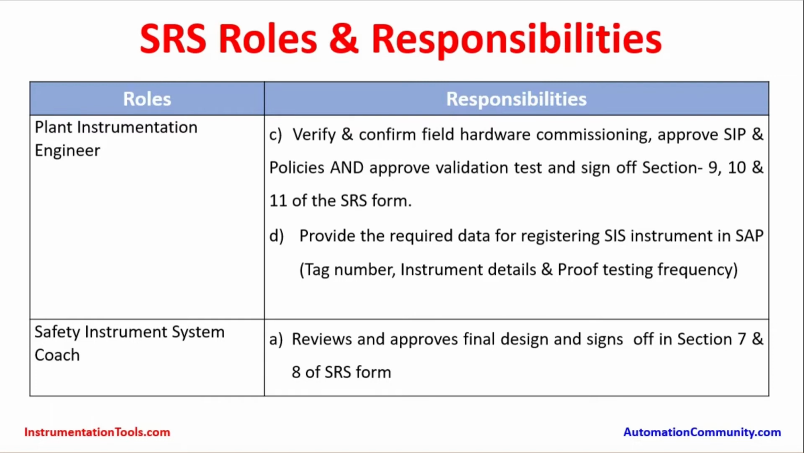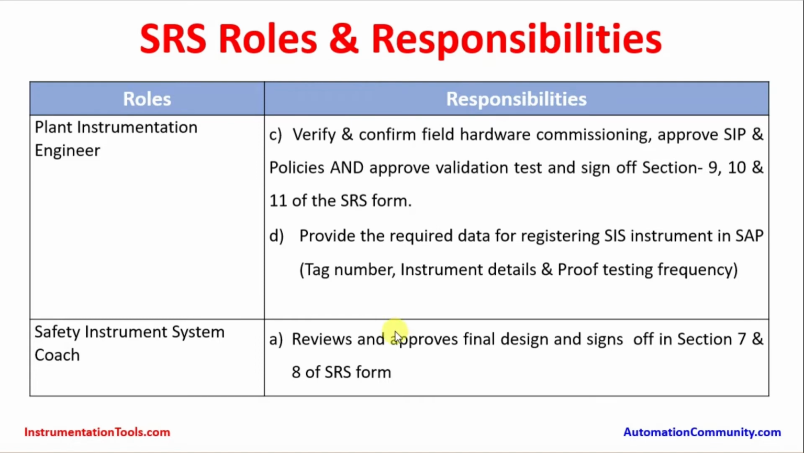And provide the required data for registering SIS instruments in SAP. So they have to provide the details for the instruments that are to be registered in the ERP system. One such system is SAP. So they have to provide the tag number, instrument details, and proof testing frequency. Accordingly, as per the installed instruments of the safety instrumented system, with respect to the tag number, the model number, range, type of instrument, everything will be entered in the SAP system, so that whenever any spare requirement is there, the procurement department will initiate the buying.